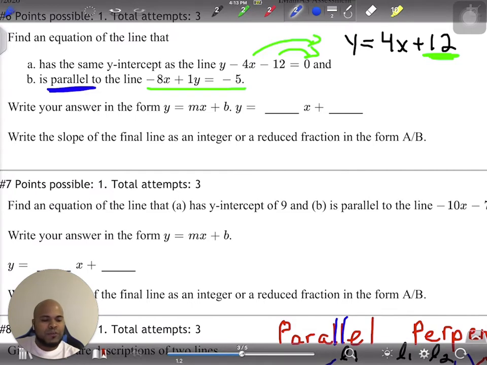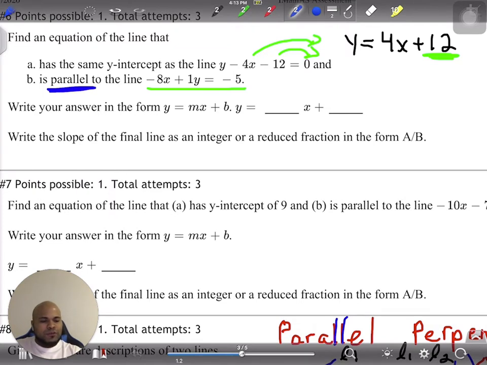So if I have to rewrite that in slope-intercept form, all I have to do is move the negative 8x to the other side of the equal sign. So I'm going to have that for the second line, y equals positive 8x minus 5. The only one that changed sign was the negative 8x because I moved it from one side of the equal sign to the other. Everything else stays the same.